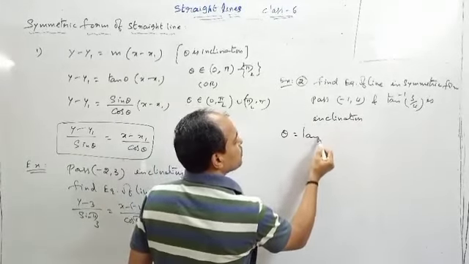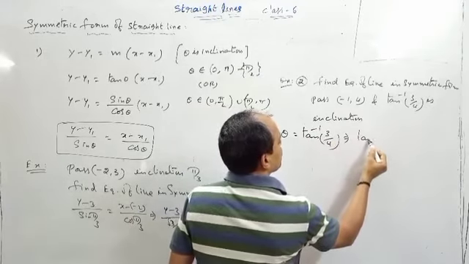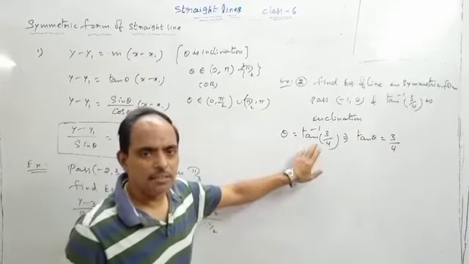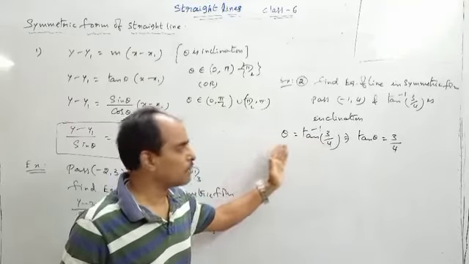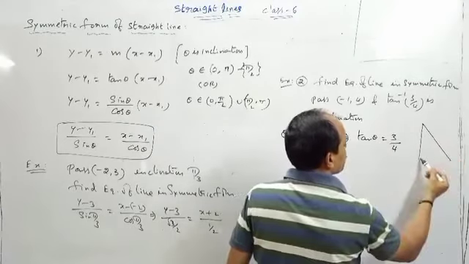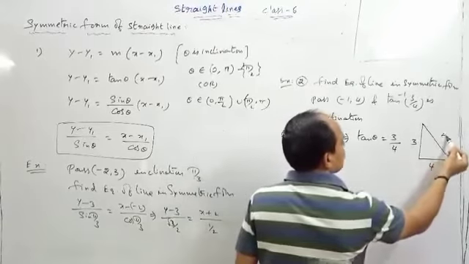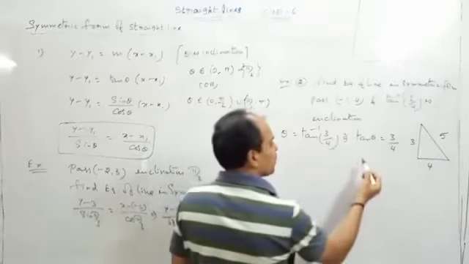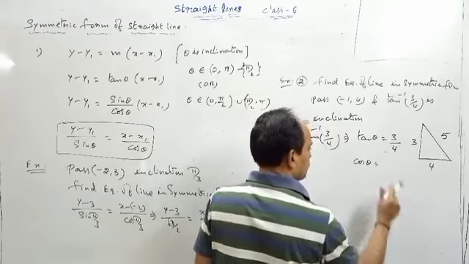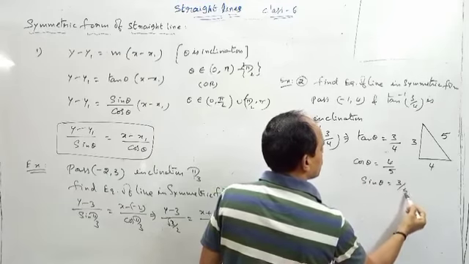Theta is equal to tan inverse of 3 by 4. That implies tan theta is equal to 3 by 4. Am I right? It is a tan inverse, so you take it to this side, and it becomes tan theta is equal to 3 by 4. So tan theta is equal to 3 by 4 means this side is 3 and this side is 4, and what about the hypotenuse? 5. Now cos theta is equal to 4 by 5 and sin theta is equal to 3 by 5.